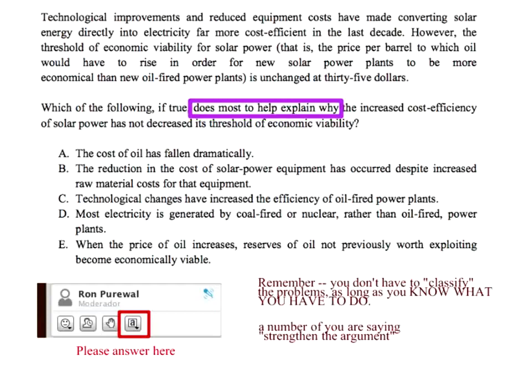Anybody? Yeah, we don't have a conclusion. In other words, we don't even have an argument. That's the problem. So this is not a strengthen the argument problem because there's no argument.